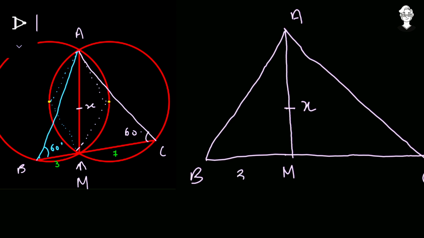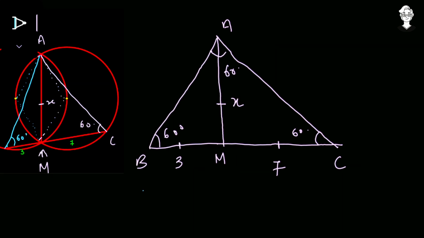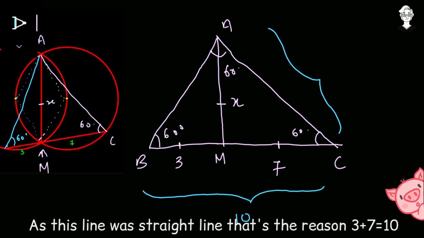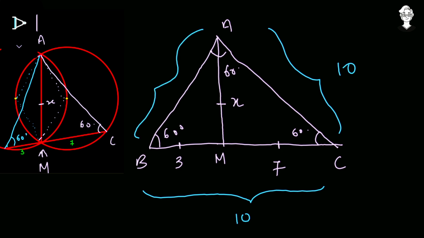BM is having a length 3. MC is having a length that is equals to 7. This angle over here is 60 degree. That angle over there is 60 degree. So in a triangle, two of its angles are already equal to 60 degree. So by angle sum property, the remaining angle is 180 minus 60 gives me 60 degree. So yes, all three angles equal 60 degree, so it forms an equilateral triangle. This means that all the three sides are equal. So one of its sides is already equal to 3 plus 7, that is equal to 10. So all this side is equal to 10, and over here also 10.